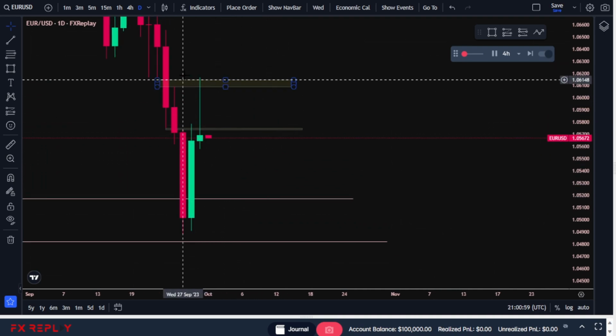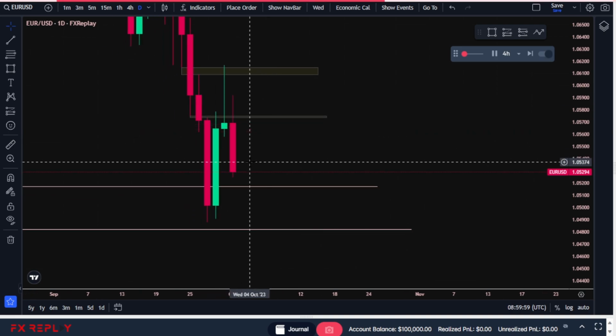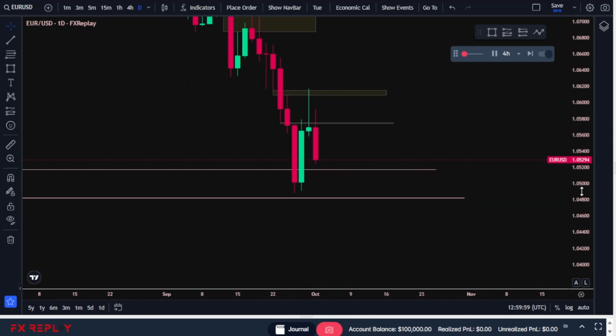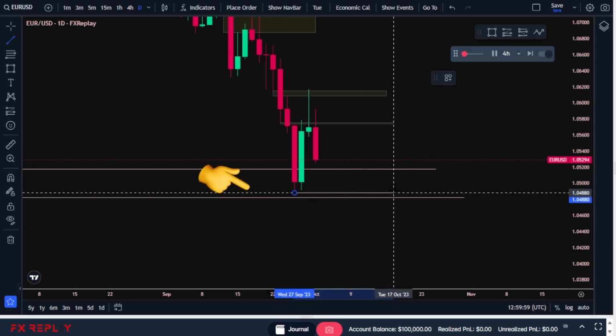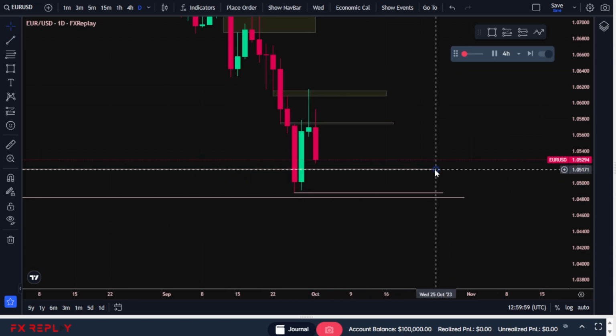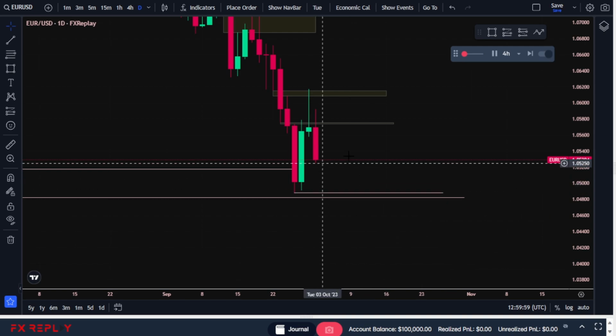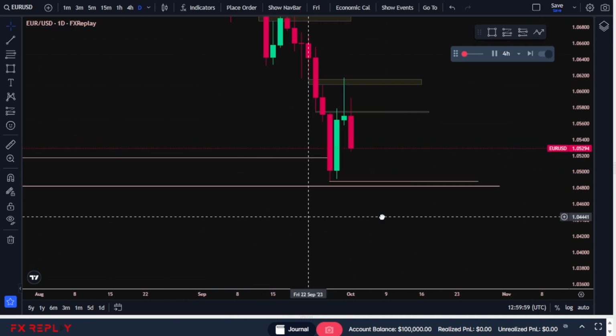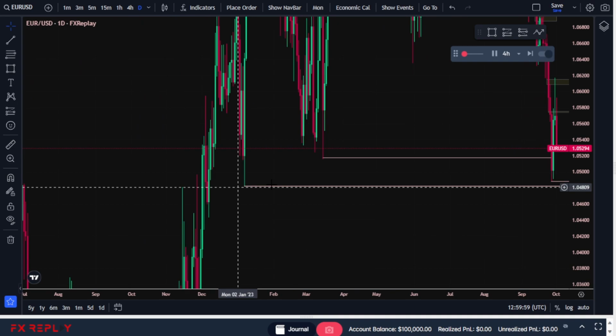Price is respecting this fair value gap, so what will be our next draw on liquidity? If you said this external range liquidity below, then you are right. We are respecting bullish PD arrays, which suggests that the price wants to go lower and target these swing lows over here.